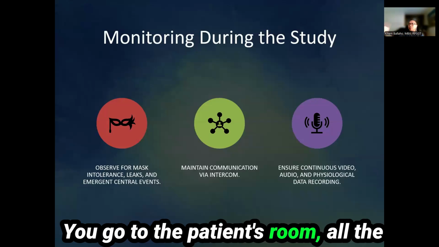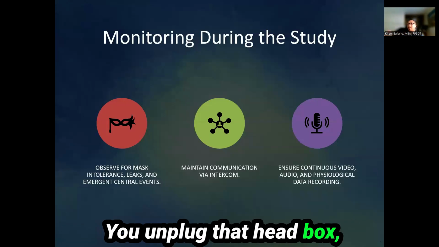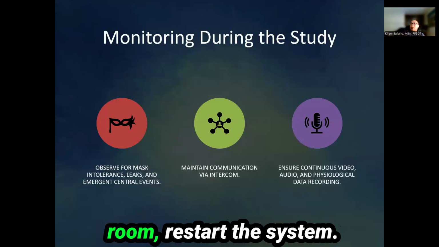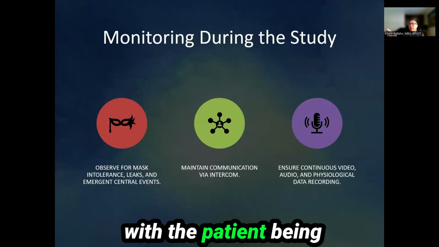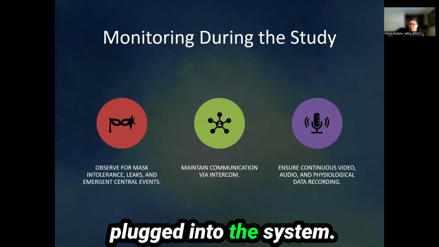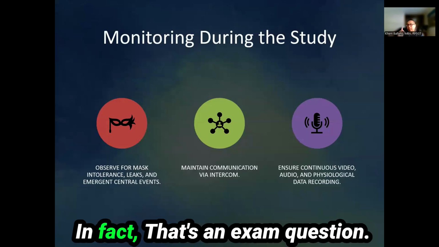You go to the patient's room, all the wires are connected to a head box. You unplug that head box. You go back to your tech room, restart the system. You never reboot the system with the patient being plugged into the system. Okay? That's a big no-no. In fact, that's an exam question.